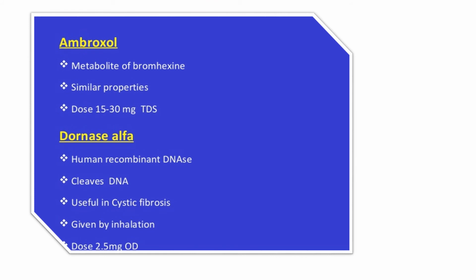Coming to ambroxol, another metabolite of bromhexine, with similar properties, where the dose is only 15 to 30 mg TDS. No need of the next one, a little higher grade, which is useful only in cystic fibrosis. Okay, ambroxol, which is a metabolite of bromhexine, just study ambroxol.